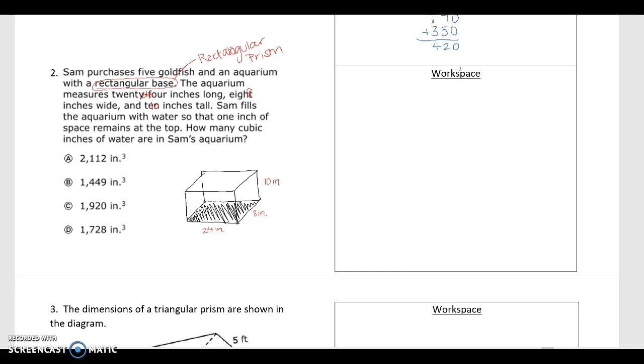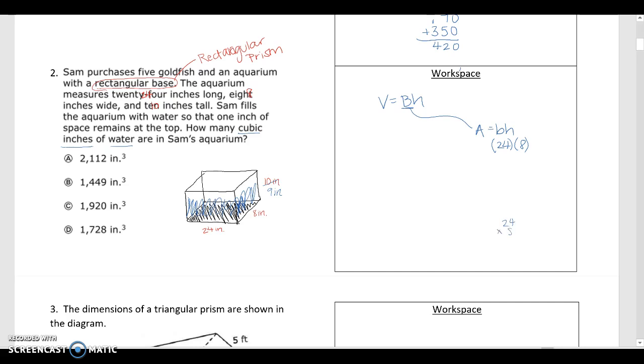Okay, it says that they fill up the water, but 1 inch is remaining. So we have water all the way up until 1 inch. It doesn't go all the way up to 10, it only goes up to 9 inches. So how many cubic inches of water are in his aquarium? We want to set up our volume, and it's a prism, equals area of the base times height. Our base is a rectangle, so area equals base times height. So 24 times 8.